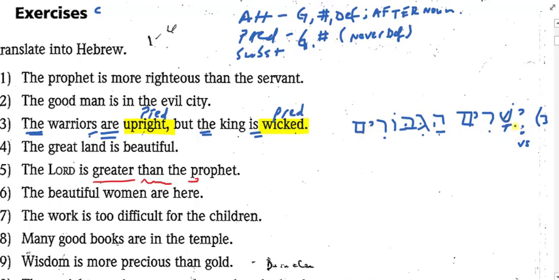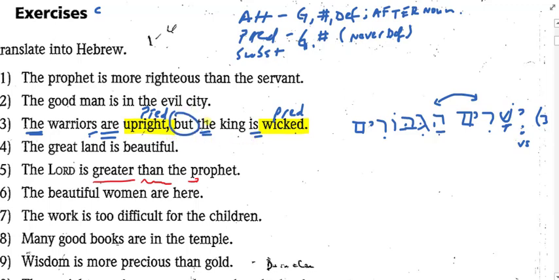In the Hebrew order, that's upright are the warriors, or you could put it into better English order, the warriors are upright. Now, I could have also put these in the opposite places. I could have had Hagiborim Yesharim. Okay? And that would have also said the same thing. It is more common to have the subject noun first. That is what you'd expect. So if you had the predicate adjective first, it's because the writer is trying to highlight that for one reason or another. Okay, now we're going to then say, but the king is wicked.